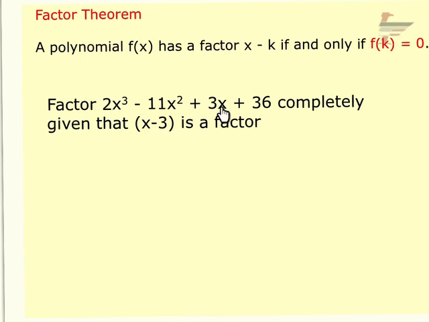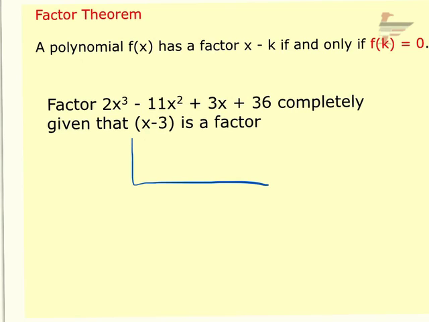It says to factor this cubic completely given that x minus 3 is a factor. Okay, so I know that this cubic is going to have 3 factors because it's cubed, and x minus 3 is one of them, so I have to find the other 2. Because it's a factor, if I do synthetic division, I should get a 0 remainder. Okay, so here's the process.